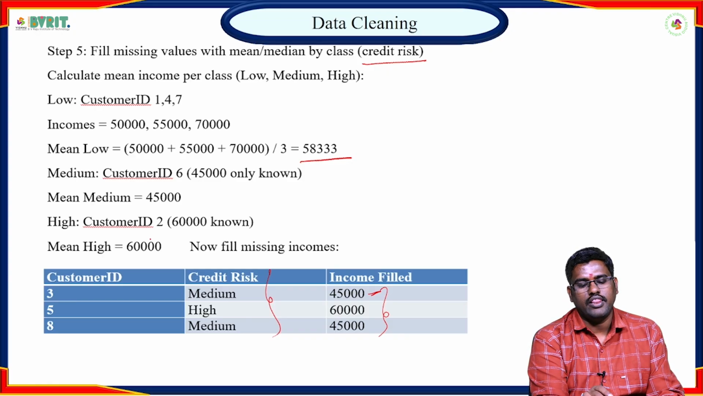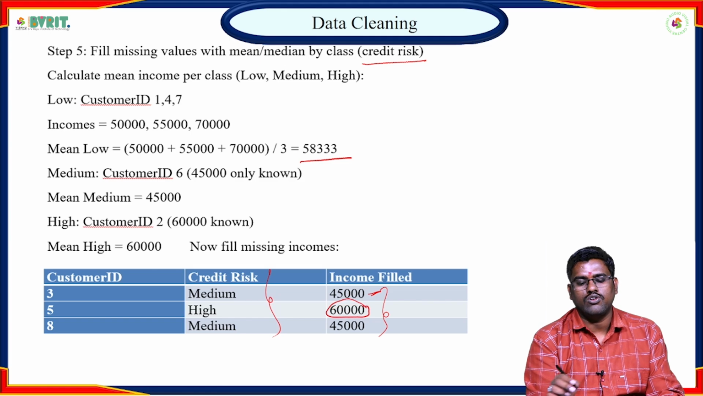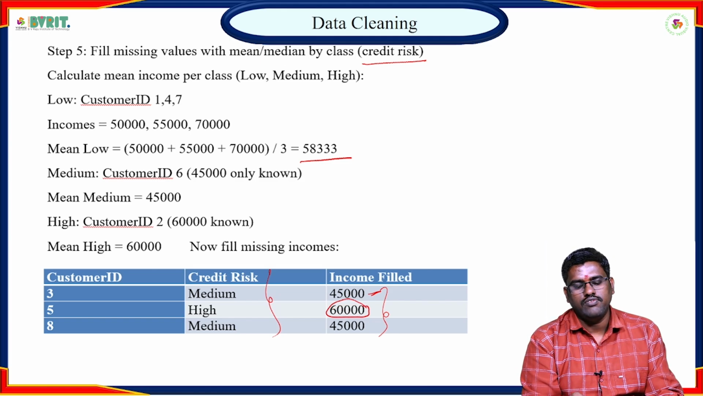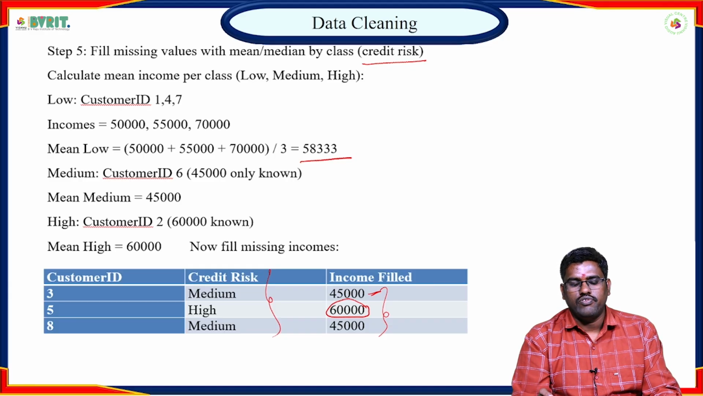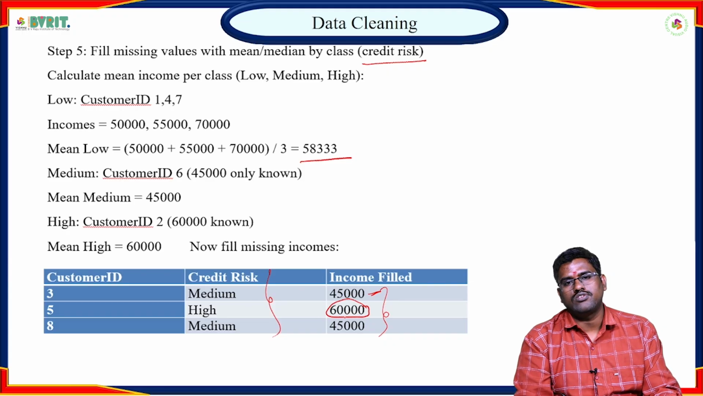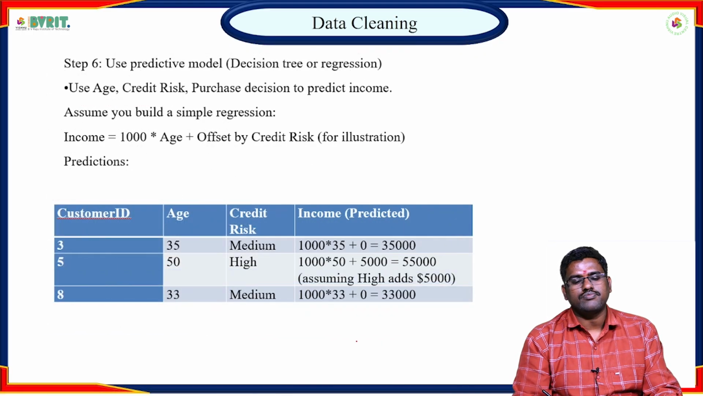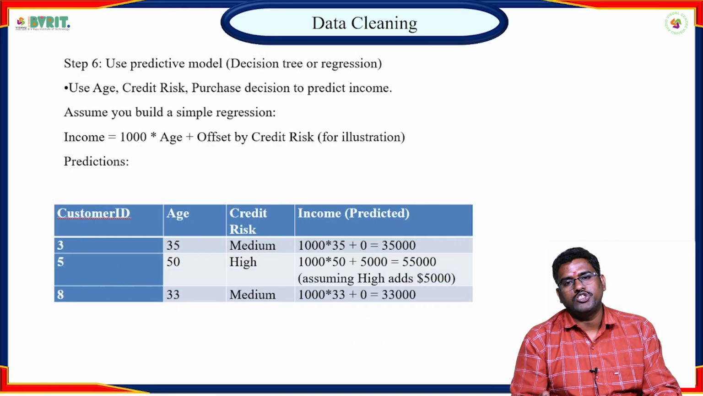Next, for the higher one, the value is 60,000 in the table itself. We are not calculating this one; we show 60,000 as our higher value, and the mean value here is 60,000. Now filling the missing values: for rows 3, 5 and 8, whenever the credit risk is medium, 45,000 is placed, and for the higher one, 60,000 is placed. So the values will be replaced according to the credit risk, with 45,000, 60,000 and 45,000. The next method is decision tree implementation.